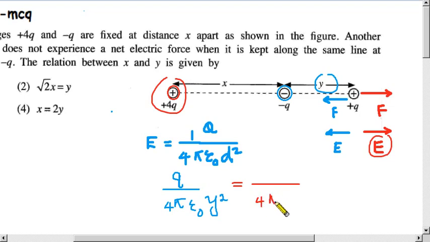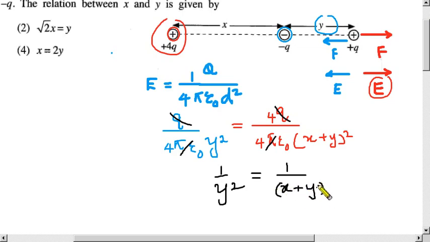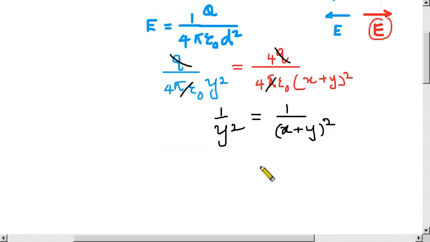4 pi epsilon naught, x plus y squared total, then 4q. You don't have to write all these things in the real-time examination. If you have experience, you know that these terms cancel each other, therefore you don't write them, you can just write the essential parts. 1 over y squared equals, like that you can write. These others cancel each other. So then here 4.